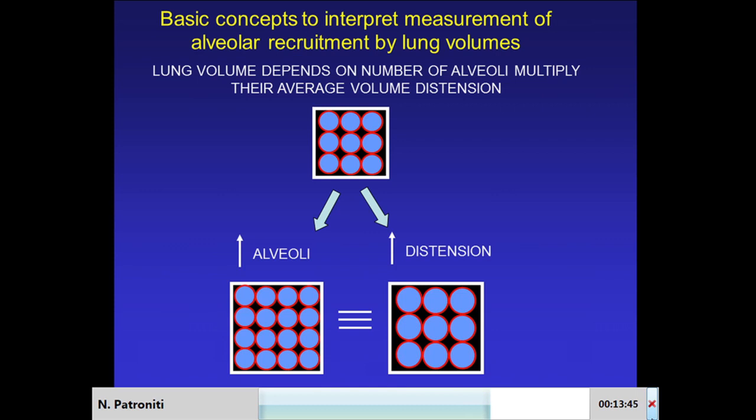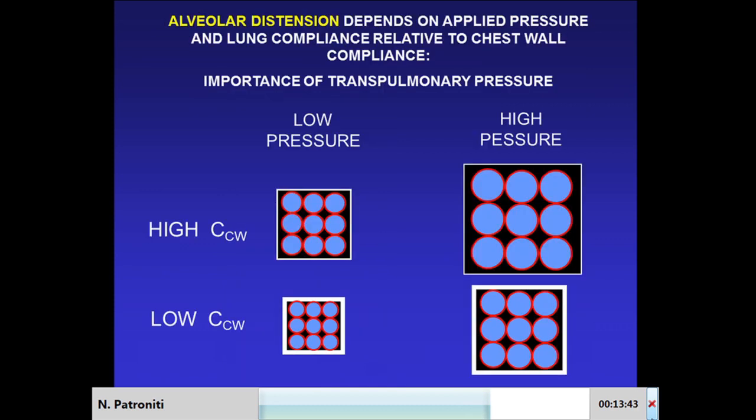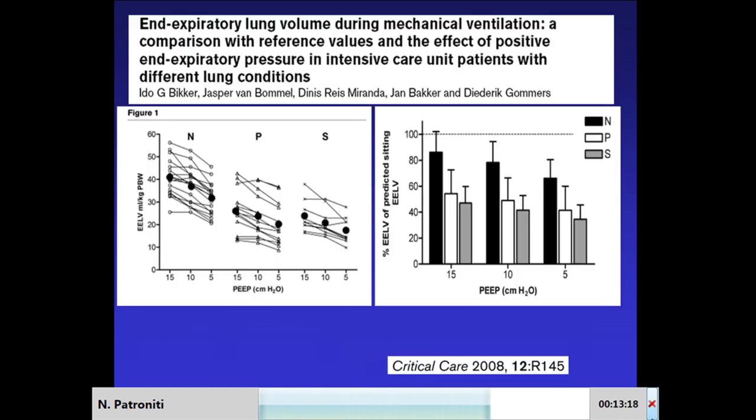You measure the volume, you don't know why. The same, depending on the patient, you will have a different volume increase with the changing pressure. Even without changing the number of alveoli, two patients with different chest wall compliance will have a different lung volume change with the same pressure change. That's why we see different end expiratory lung volume in different conditions.